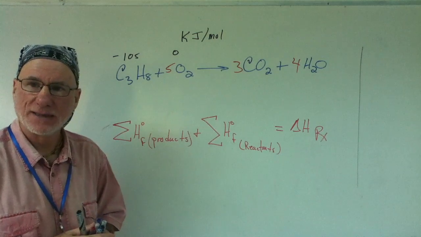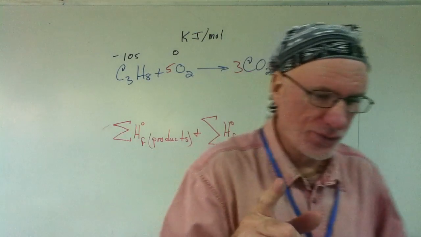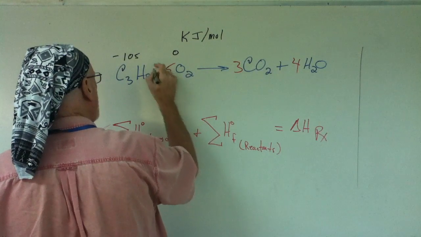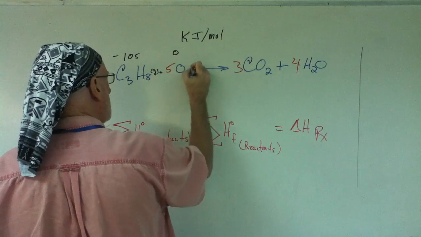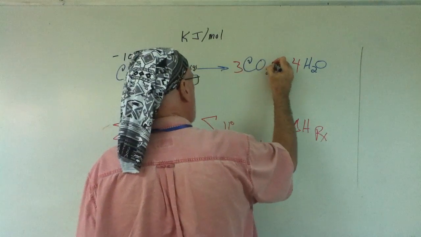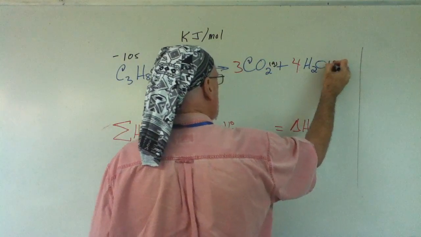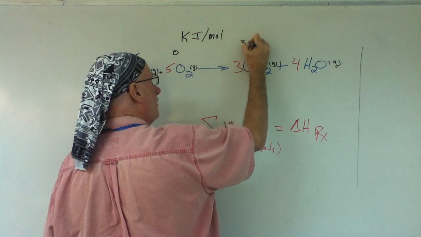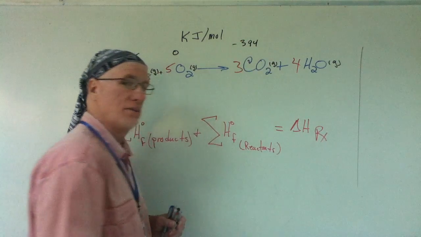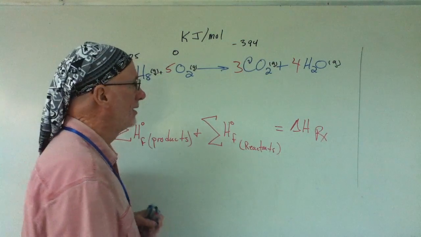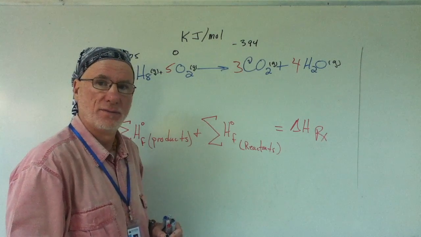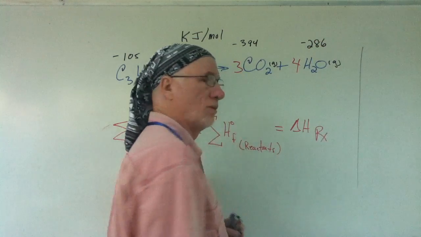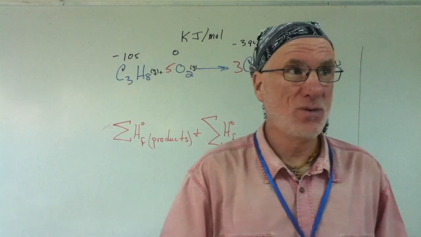What about carbon dioxide? Negative 394. Okay, now remember, these are all gases. That's also very important. It's a gas, it's a gas. Okay, and this is going to be what? Negative 394. Okay, very stable, huh? Very stable. And what about water? Negative 286. Is that stable? Water's pretty stable, yeah.